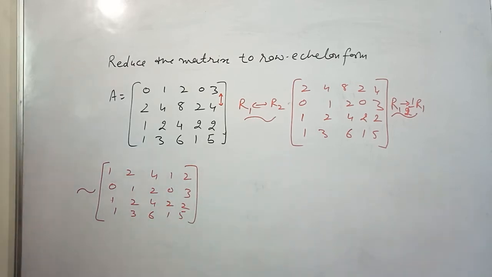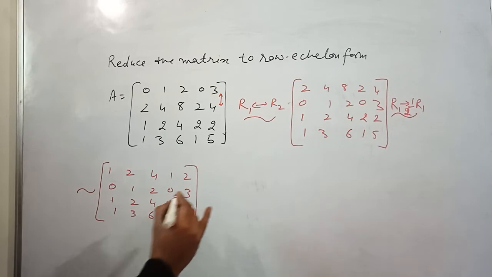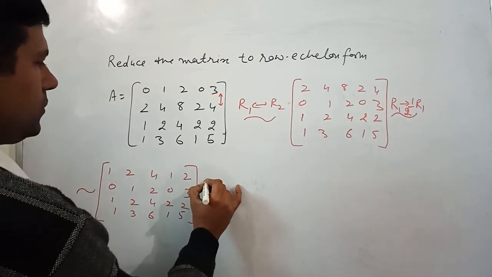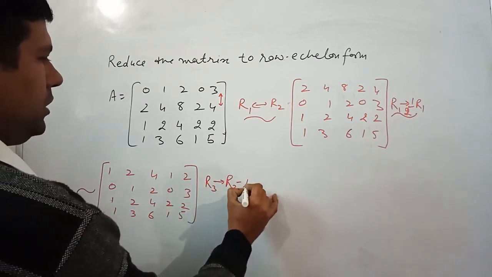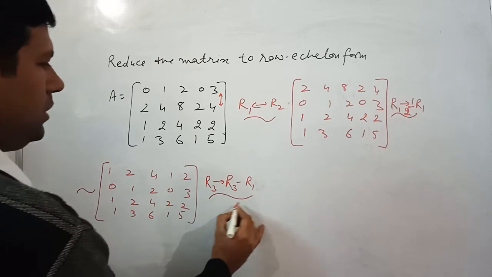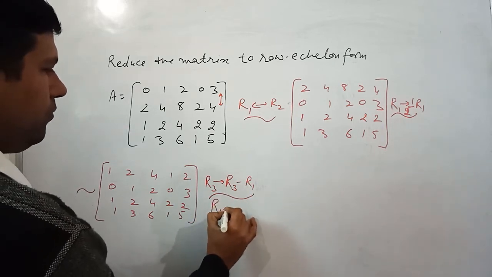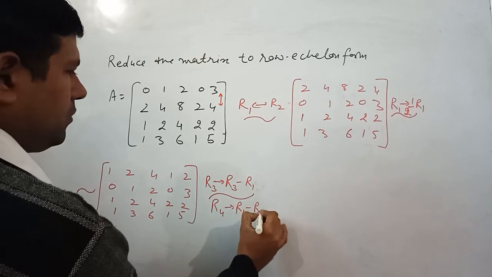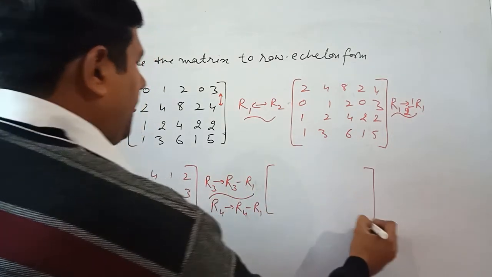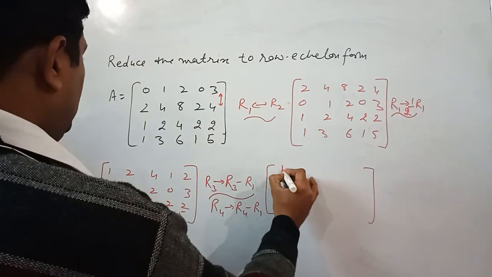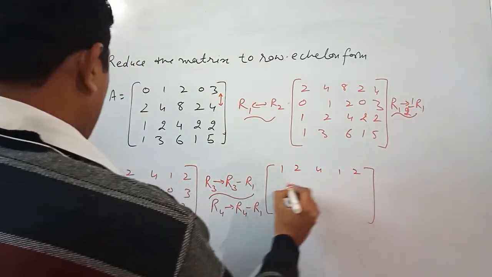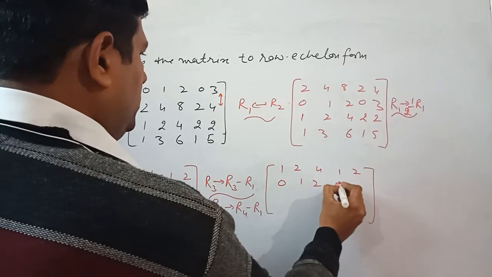So applying R3 minus R1, and R4 minus R1. R3 minus R1 and R4 minus R1. So the first two rows are 1 2 4 1 2 and 0 1 2 0 3.